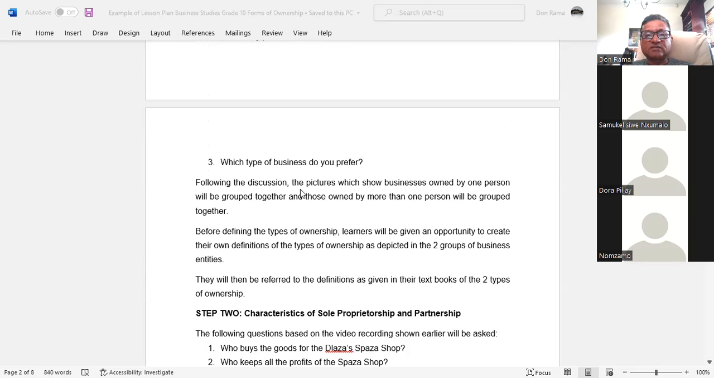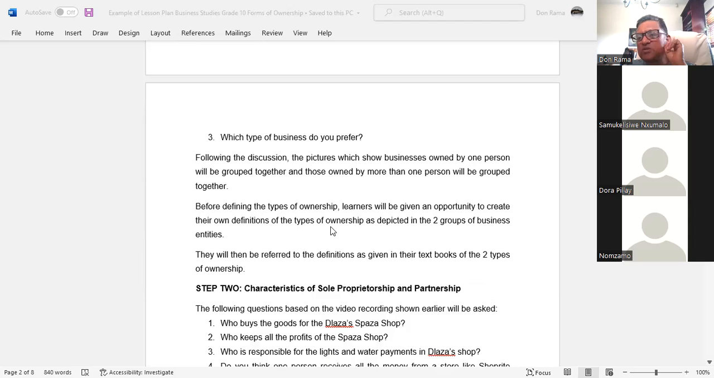I said, following the discussion, the pictures which show business owned by one person will be grouped together, and those owned by more than one person will be grouped together. Before defining the types of ownership, learners will be given an opportunity to create their own definitions of the types of ownership as depicted in the two groups. So we give the learners a chance to respond. This is learner participation as well. And if they create their own definitions, they remember it better. And then to verify it, we use the textbook. We do not use the textbook from the beginning. We just use the textbook to back up to see whether we're on the right lines.